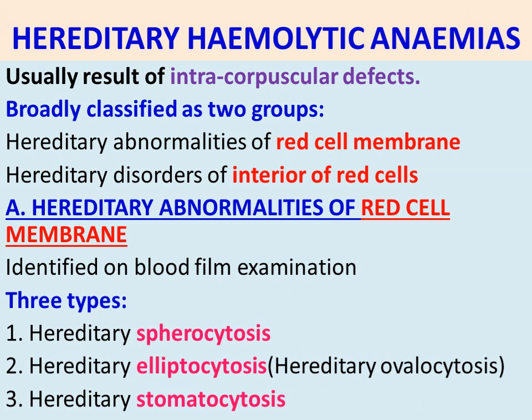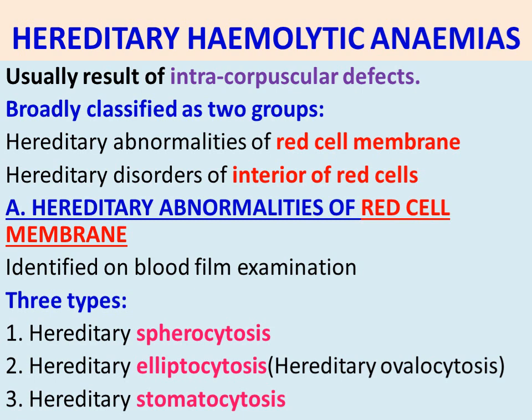Hemolytic anemia means anemia associated with destruction of red cells, which in turn is associated with hereditary factors. Hereditary hemolytic anemia usually results from intracorpuscular defects, that means defects in the blood corpuscles. It is broadly classified into two groups: hereditary abnormalities of the red cell membrane and hereditary disorders of the interior of red cells. So these are the two groups of hereditary hemolytic anemia.